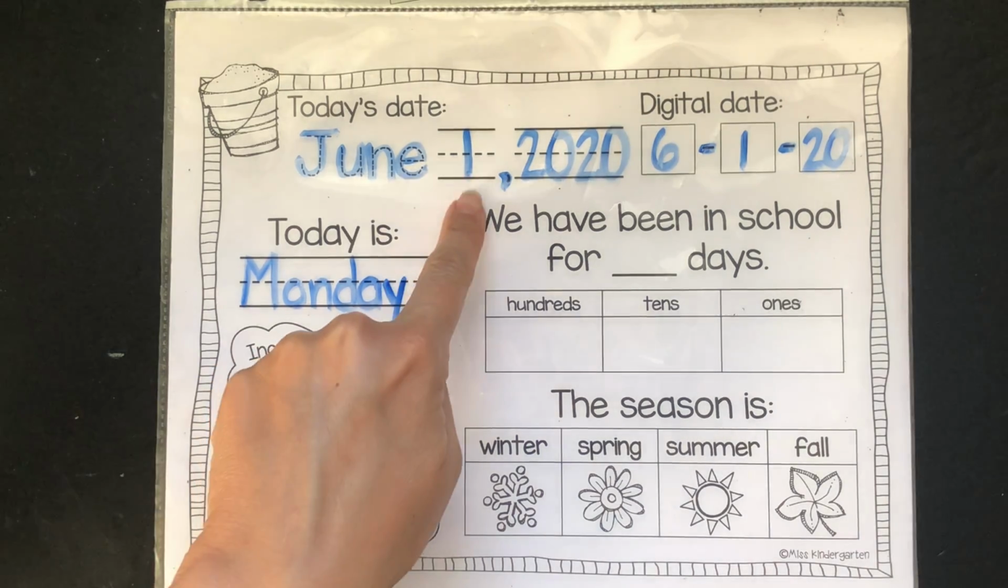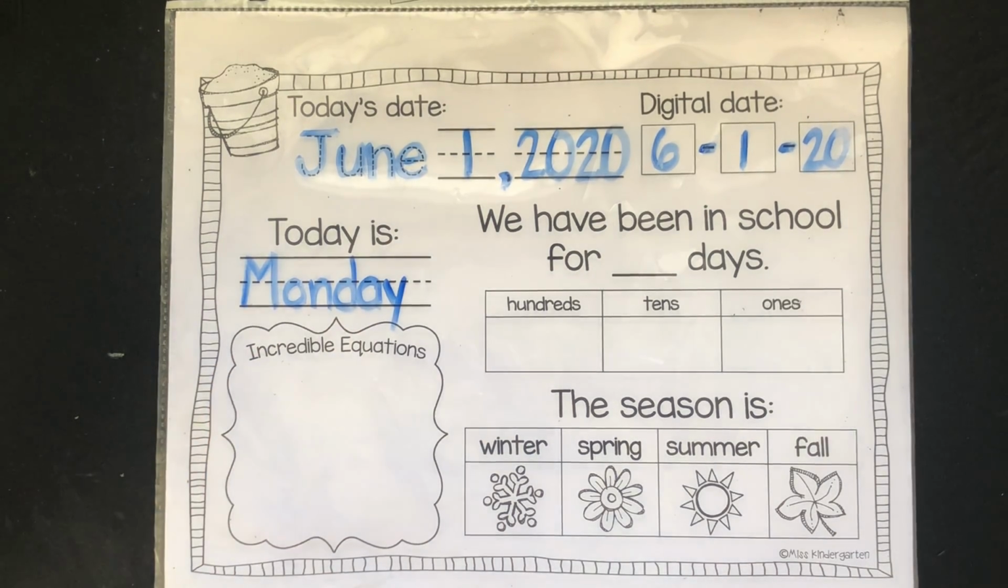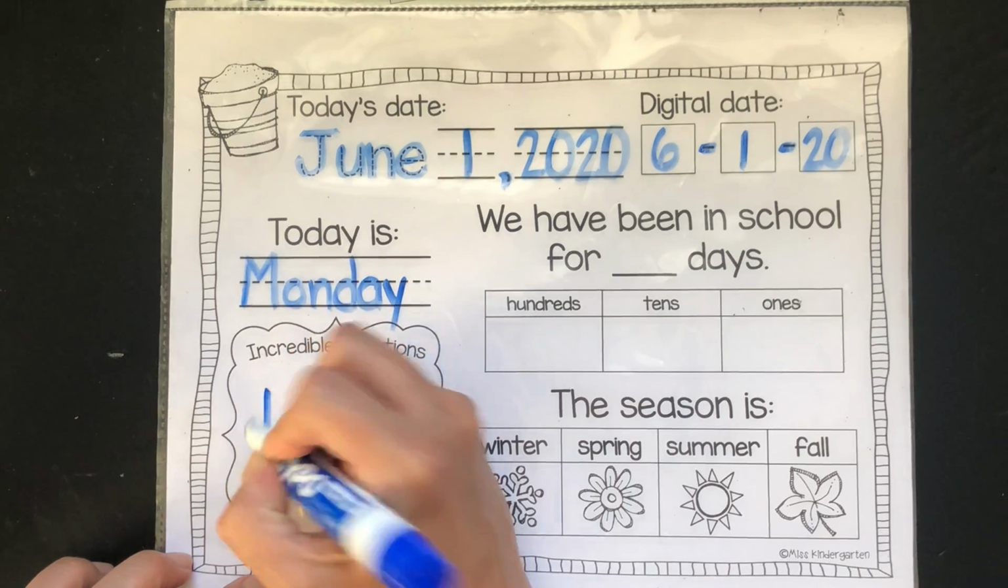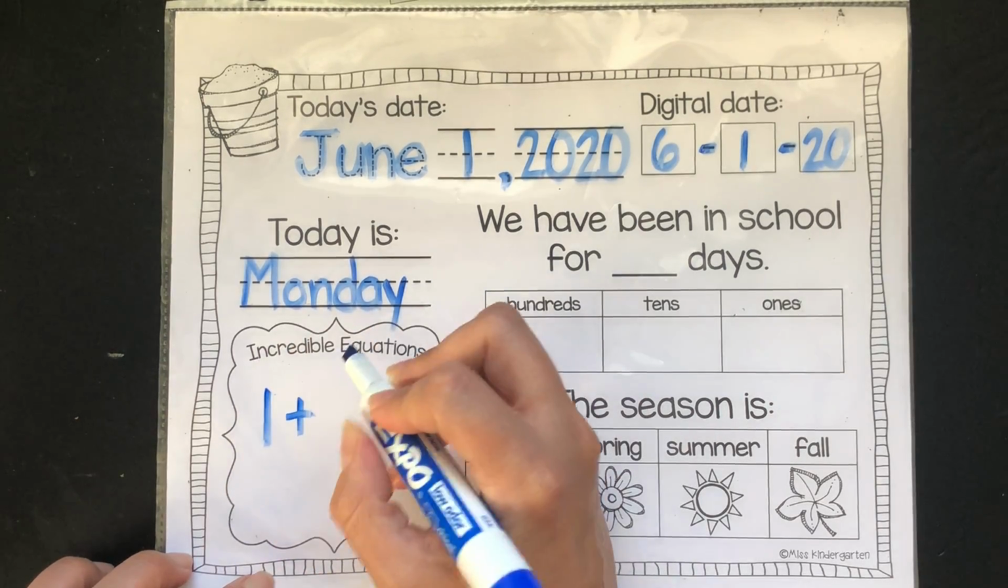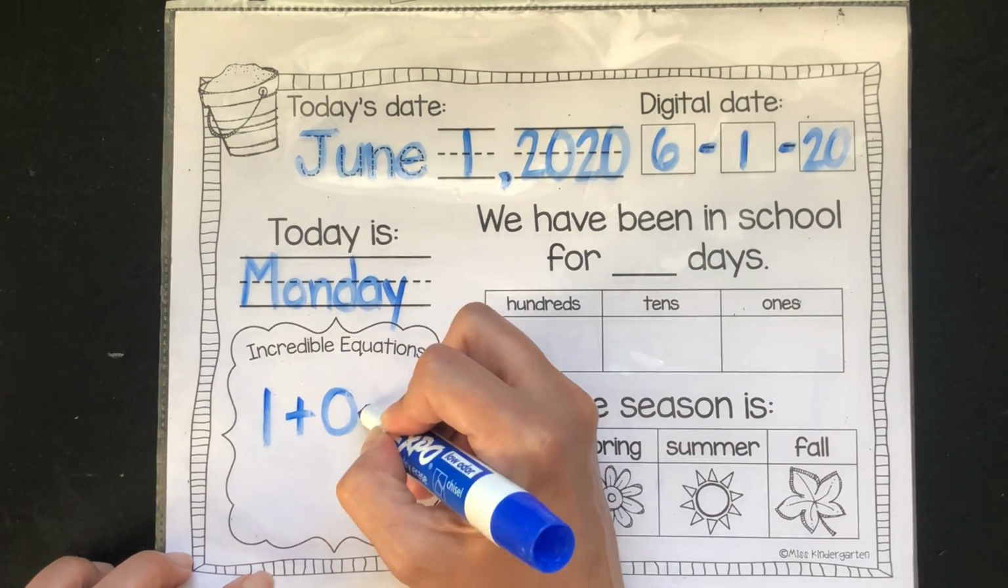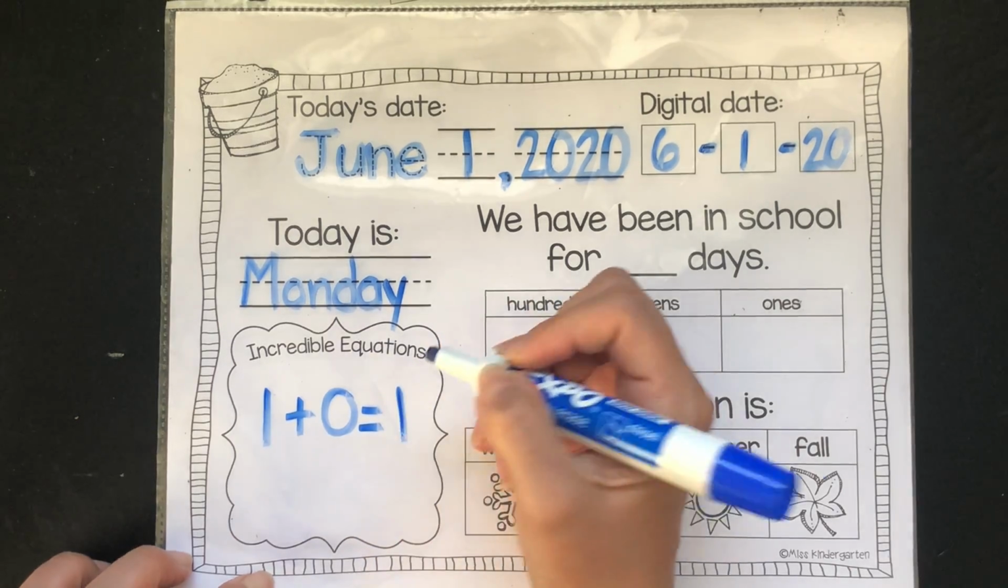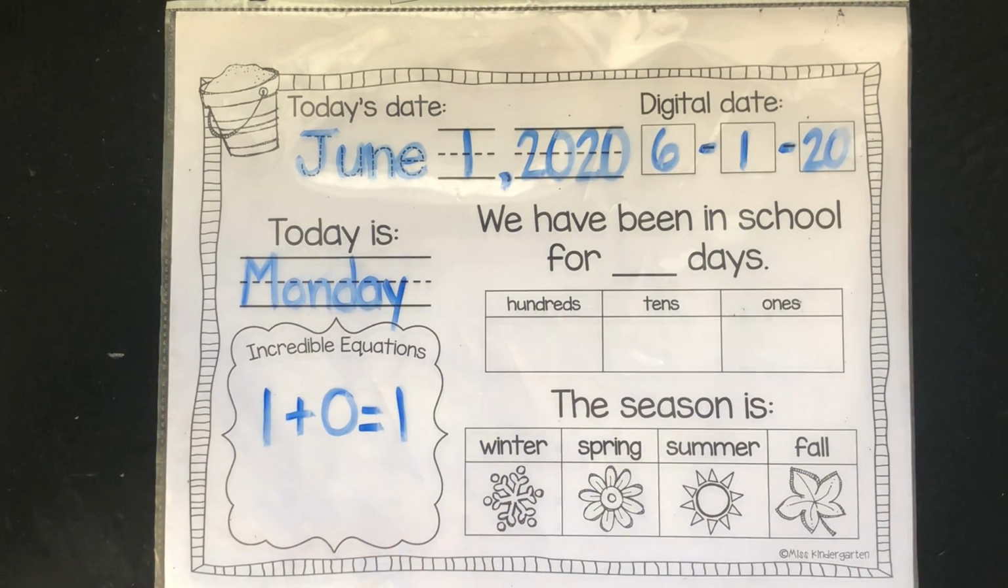Now, down here we're going to make our incredible equation for how many days we've had in June. Now, if you look up, we've only spent 1 day in June, so we're going to make an equation that makes the number 1 as our answer. So I'm going to start with 1 plus 0 equals 1. Because if we start with the number 1 and we add nothing to it, we have 1.